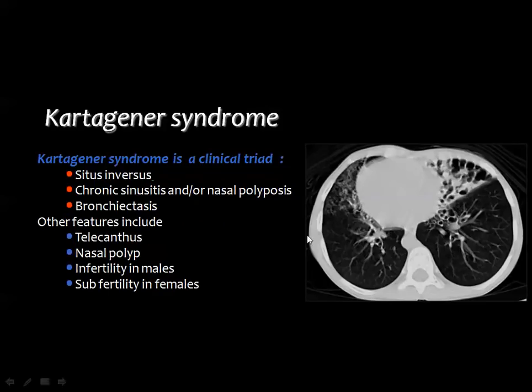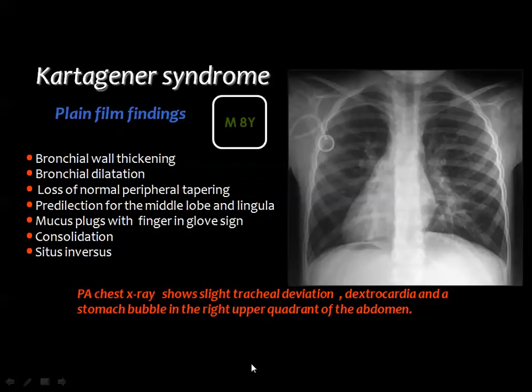And here is the triad, which is the situs inversus, either dextrocardia alone or the presence of situs inversus, chronic sinusitis or nasal polyposis, and also bronchiectasis. And here you see that the apex of the heart is to the right side. This is dextrocardia, and you see that the bronchi containing air are ectatic and dilated, denoting the presence of bronchiectasis. Other features within this syndrome include the telecanthus, nasal polyps, infertility in males, and subfertility in females.